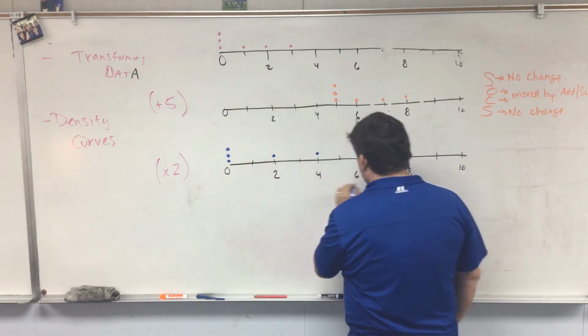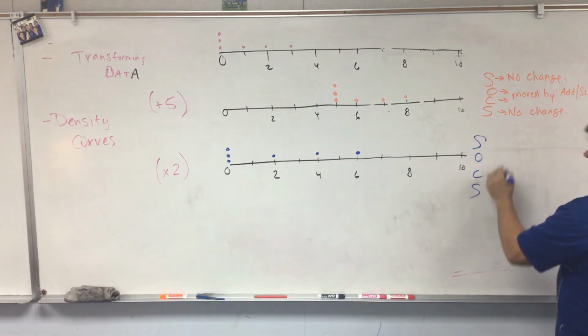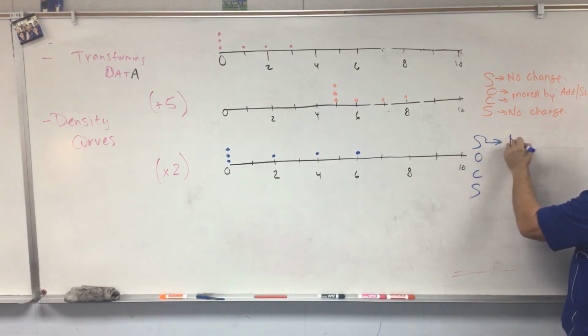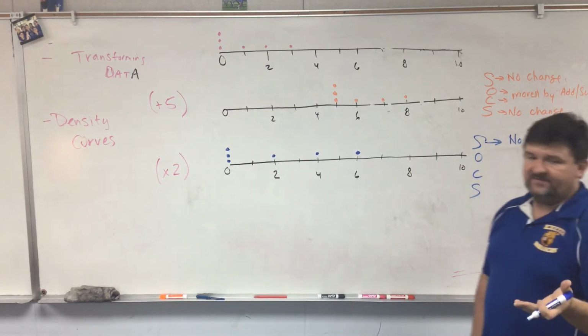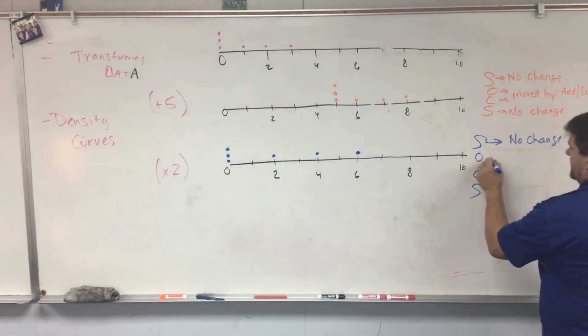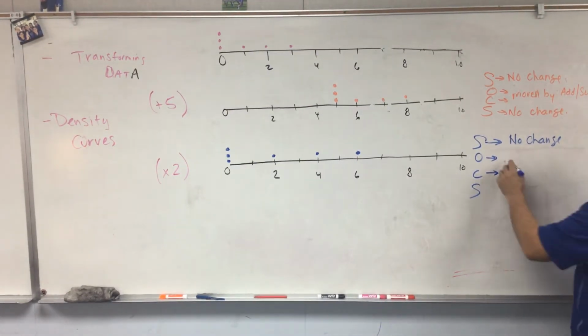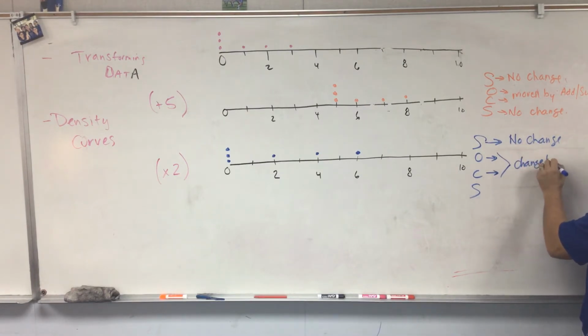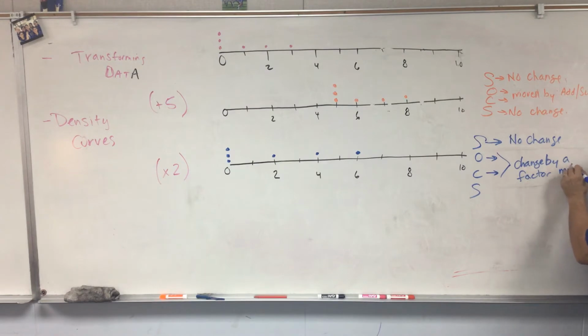So let's look at what happens here according to SOCS again. Our shape, no change. It's going to get spread out, but there's no change to the shape. If it's symmetrical, it's going to be symmetrical. If it's skewed, it's going to stay skewed. All right, outliers and center, they're going to change by a factor of whatever we're multiplying or dividing.